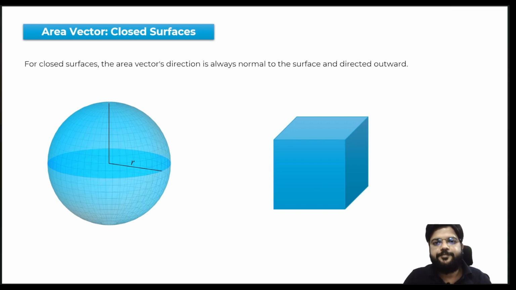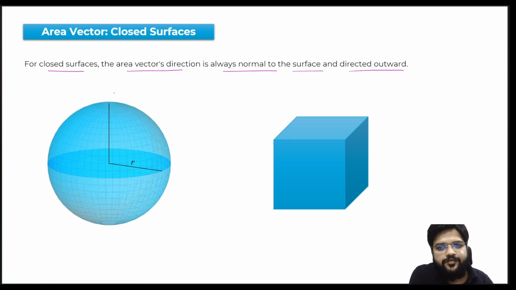Let's see next, the area vector for the closed surface. Now we will find it for the closed surface. For a closed surface, the area vector direction is always normal to the surface and directed outward.